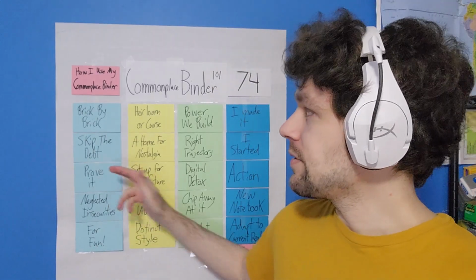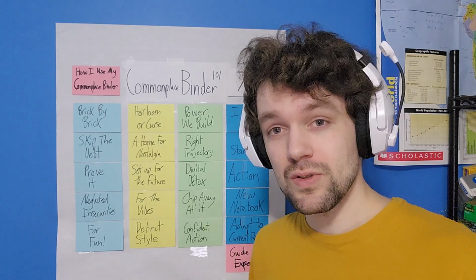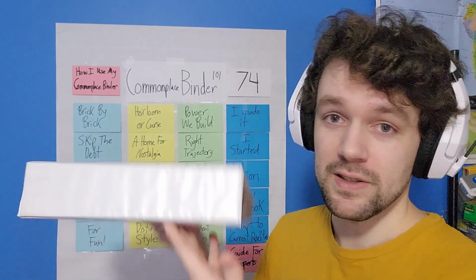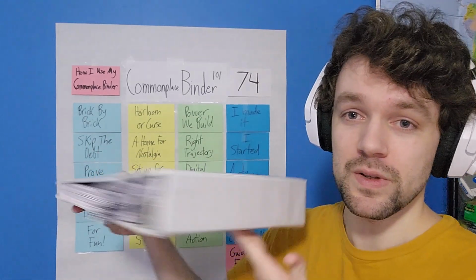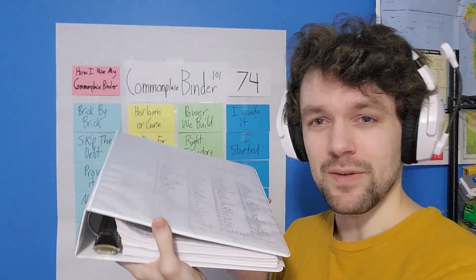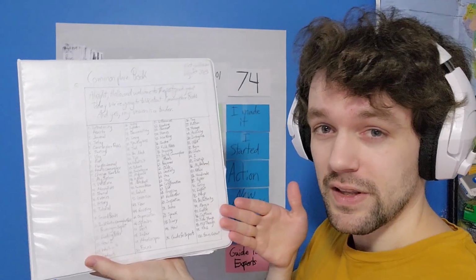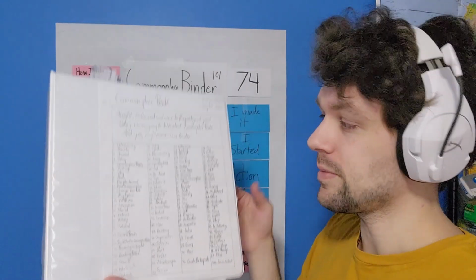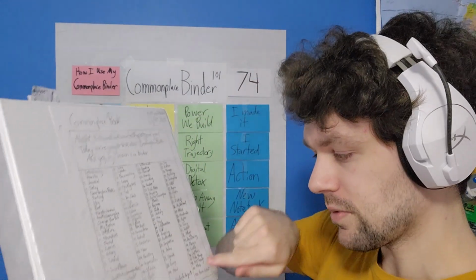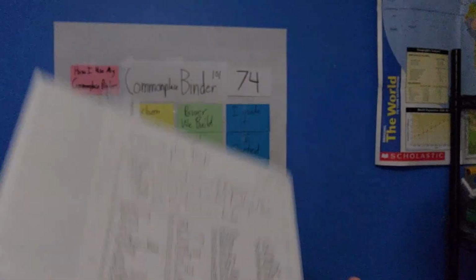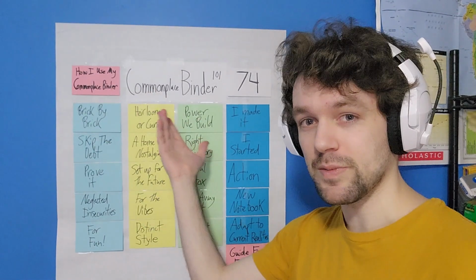There's no way to prove it, but the way to prove that I actually use the Commonplace book or Commonplace binder is this demonstration binder. Now, this is not the one that I actually use, so it's not really proving it. This does prove that I have a plan for what my next videos are going to be, because, you know, 74, that says how, and this is the how I use my Commonplace binder video.